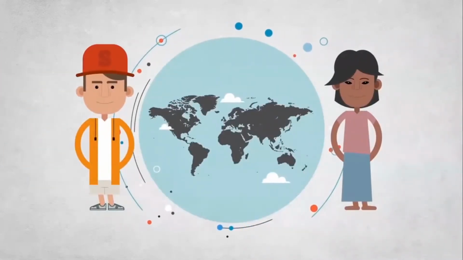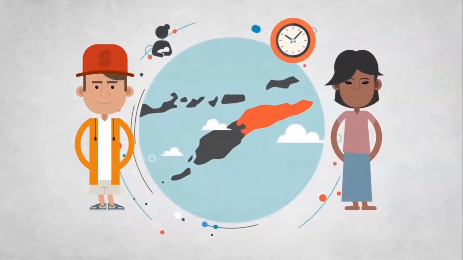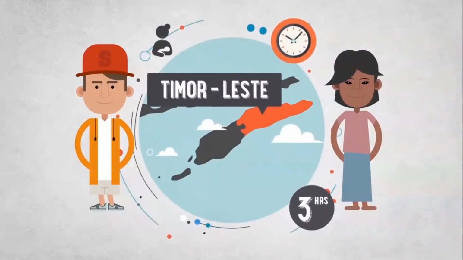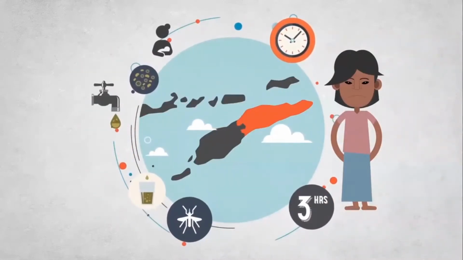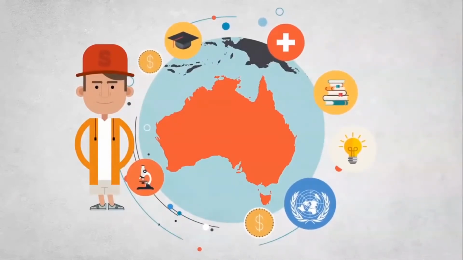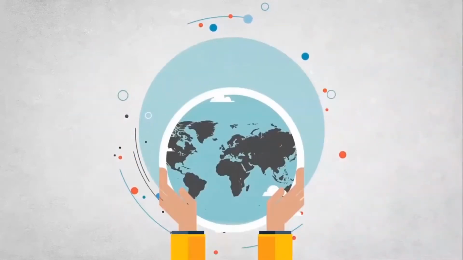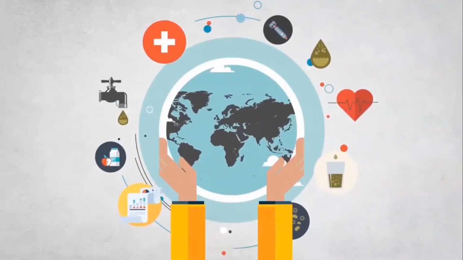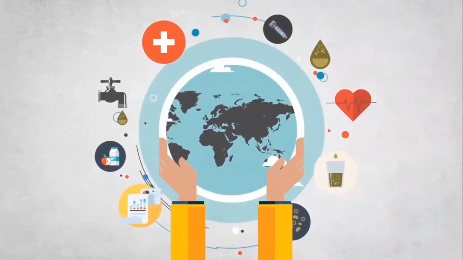Ruth's life is very different to Sam's, for no other reason than that she was born 3 hours north of Sam in Timor-Leste. Timor-Leste is one of Australia's poorest neighbours. On the other hand, according to the UN, Australia is one of the wealthiest countries to live in the whole world. Global inequality is complex, but at its root, it's caused by a mix of human and physical factors.